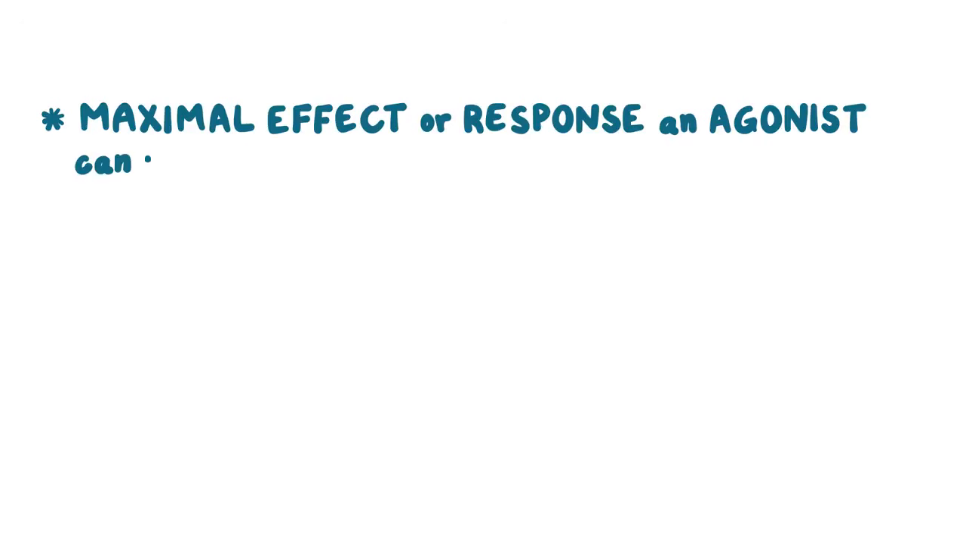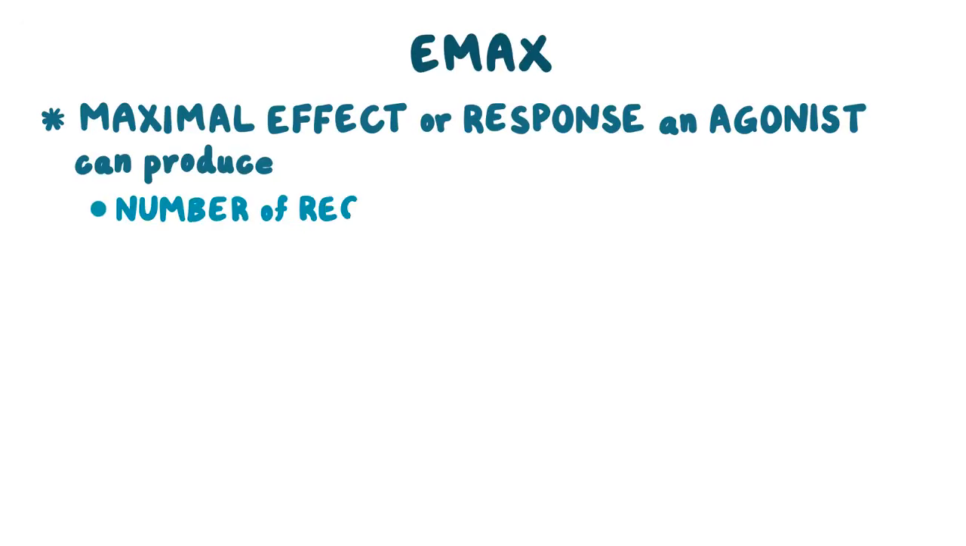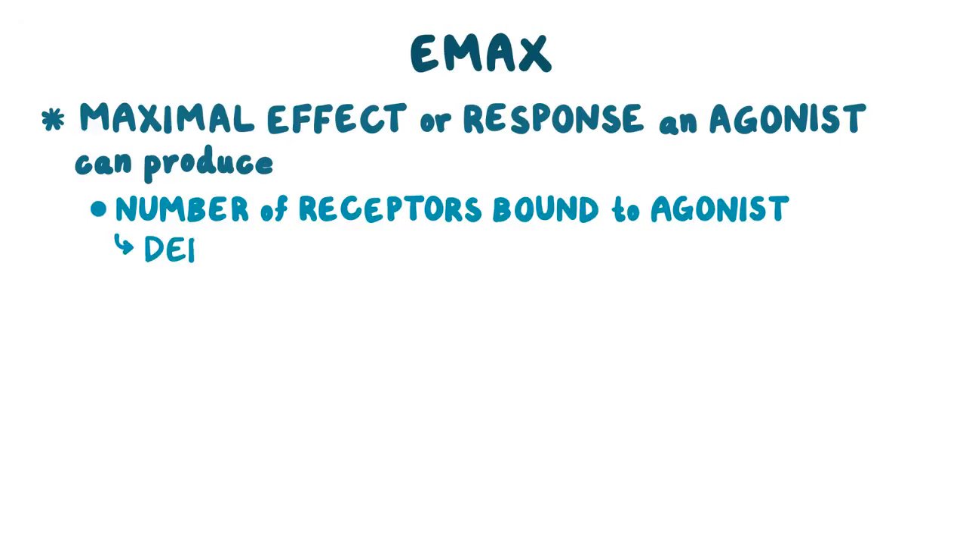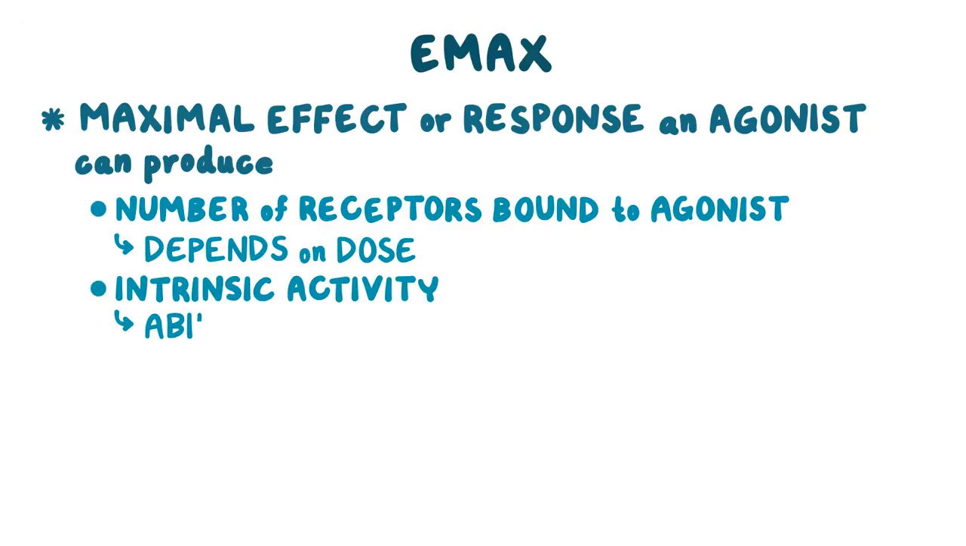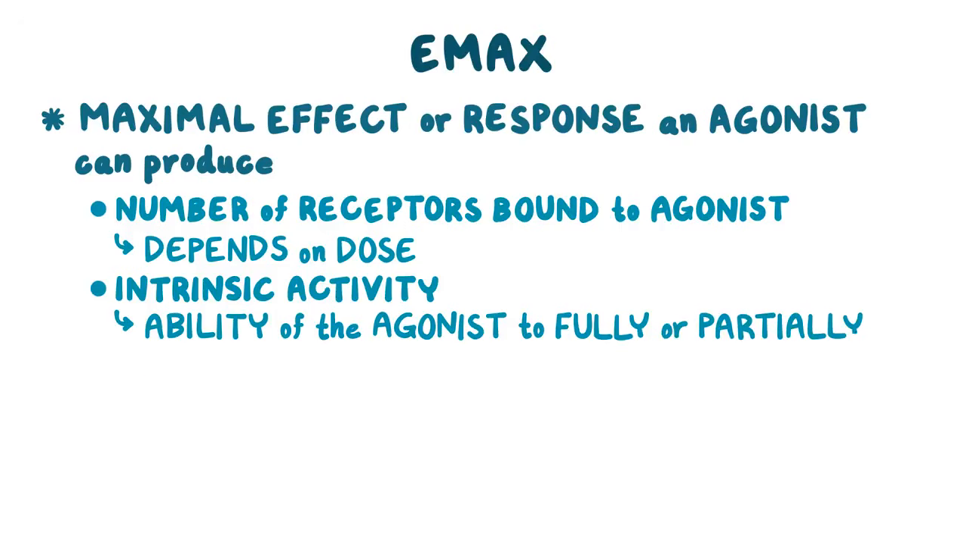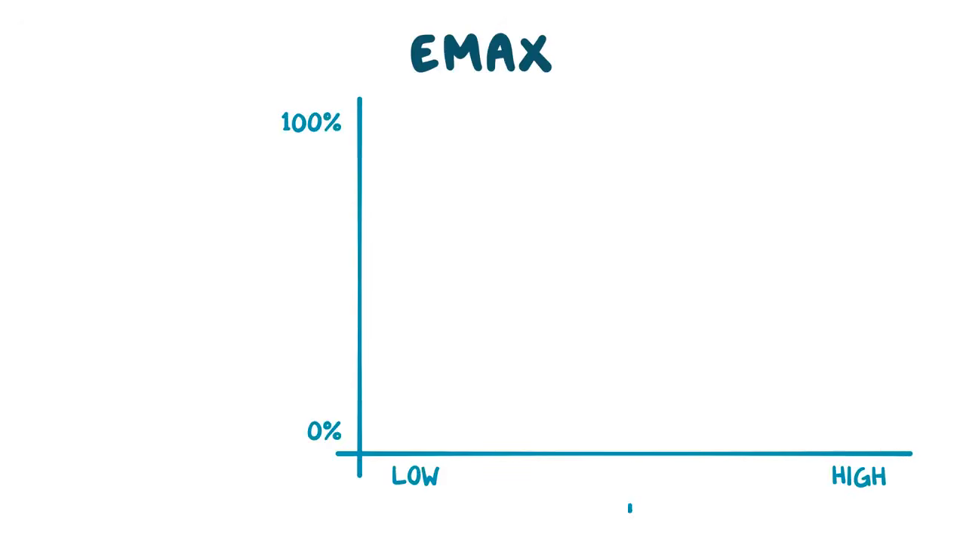Okay, now the maximal effect or response an agonist can produce, abbreviated as Emax, is determined both by the number of receptors bound to the agonist, which depends mainly on the amount of the agonist given, also known as dose, as well as its intrinsic activity, which is the ability of the agonist to fully or partially activate its receptors. So let's plot all of this into a nice graph to show the relationship between the dose given on the x-axis, usually on a logarithmic scale, and the response produced on the y-axis.